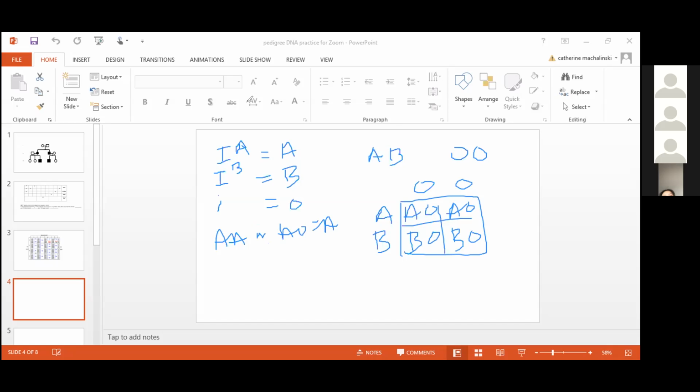So AA or AO gives you type A blood. So these would be type A blood. The bottom two would be type B blood, okay?